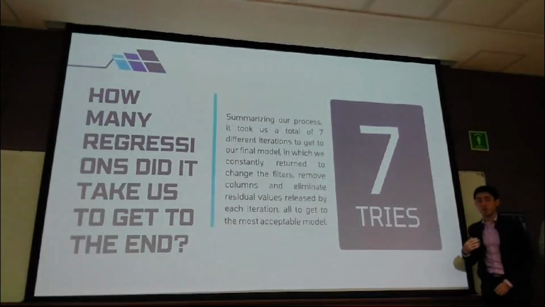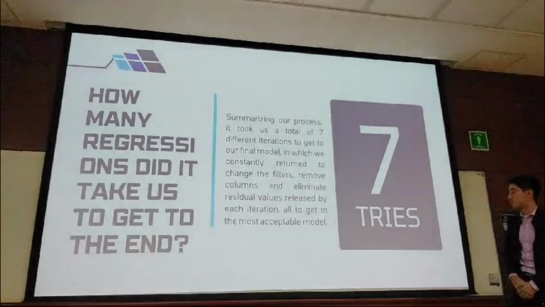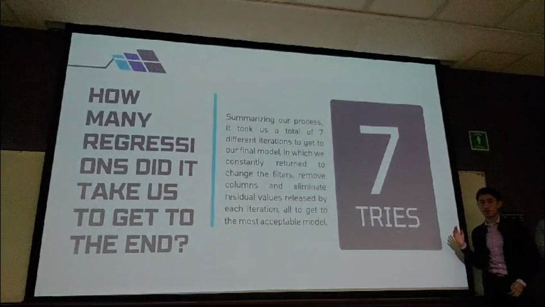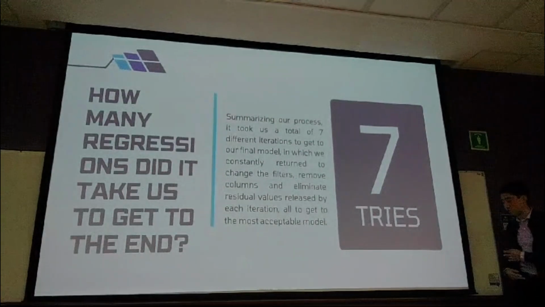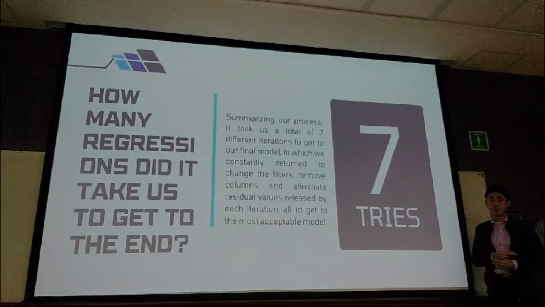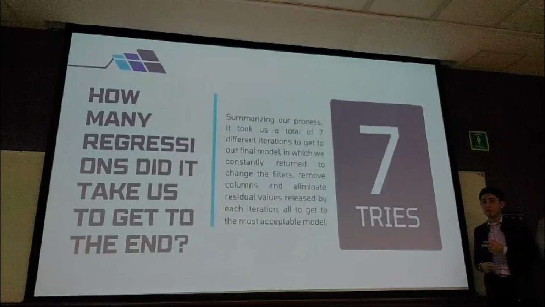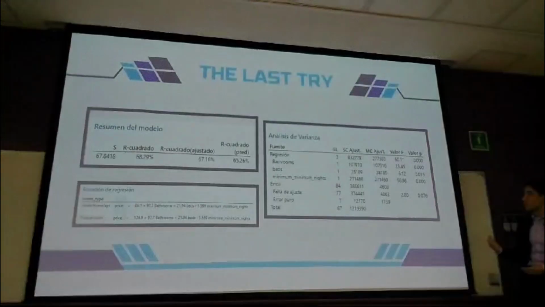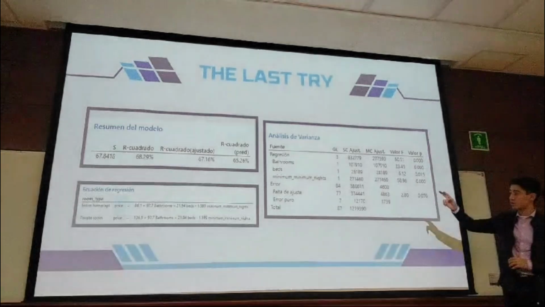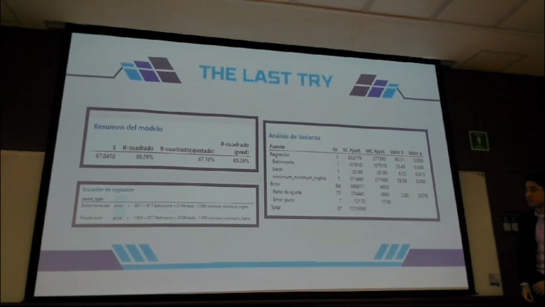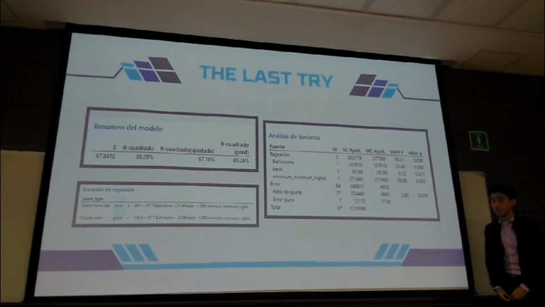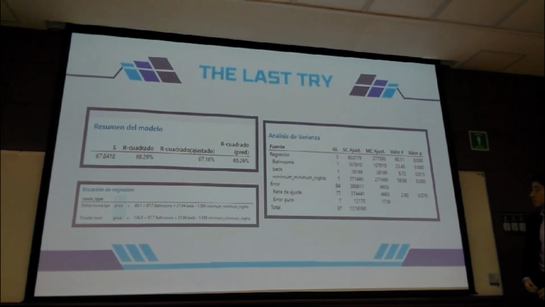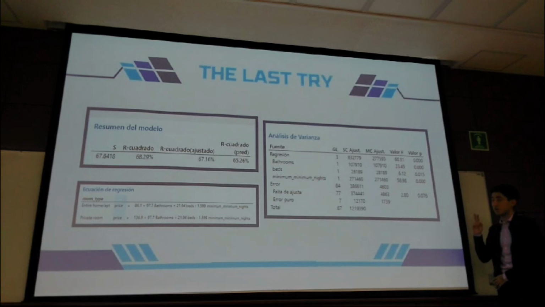Then from here we make a total of 7 tries to correct this regression, eliminating uncommon values, getting back to the database and correcting the filters, and reconsidering some columns, and then we arrive at our final model. Here you can see it is 68%. That is not a big difference between this one and the first one, but this also makes a difference.